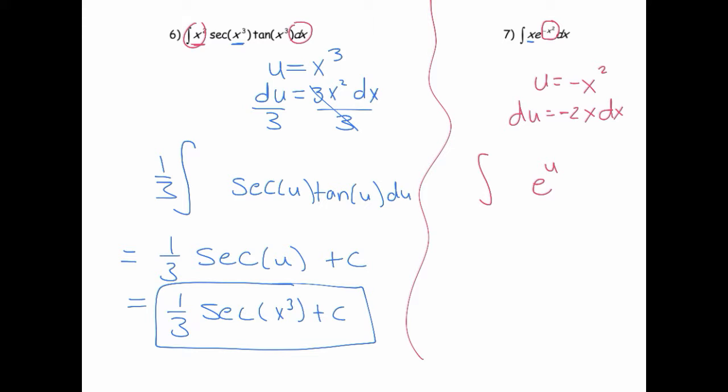And if I just move some of this down, if I divide both sides of this by negative 2, then I get that du over negative 2 is my x dx. So du over negative 2. And the antiderivative of e to the u is just e to the u. And so here's my antiderivative.